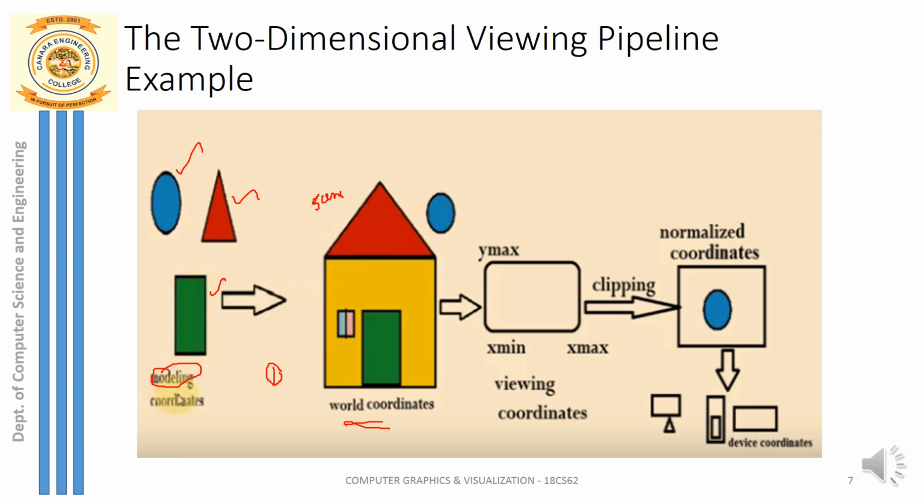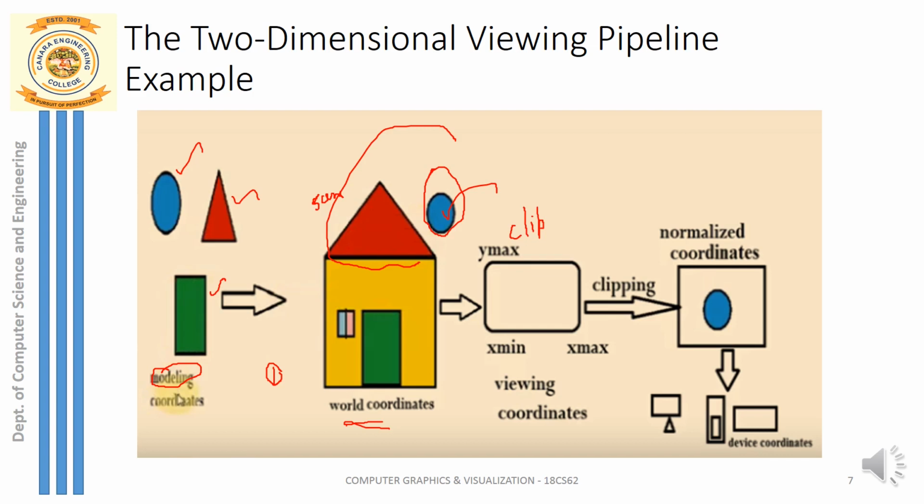Next, I convert these world coordinates into viewing coordinates, or you can also call them clip coordinates. Why do I go for this clipping process? Because this entire scene I don't want to finally display on my device, or I don't want to generate the image of this entire scene. I want only a certain portion of the scene to be displayed finally. I have chosen only one portion, and that chosen portion is this circle only. I am choosing this portion to display on my final display window.